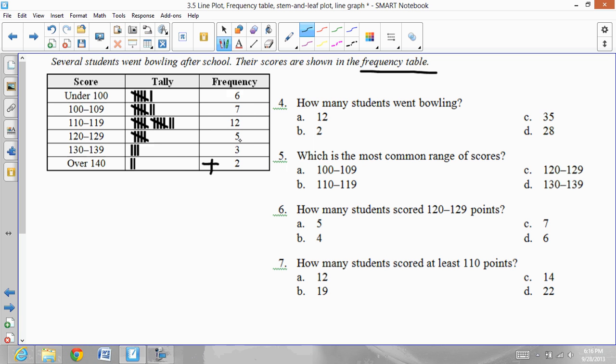Okay, so you need to add all these numbers to find out how many students went bowling. So when you add 6 plus 7 plus 12 plus 5 plus 3 plus 2, you are going to get 35. So that means 35 students went bowling.